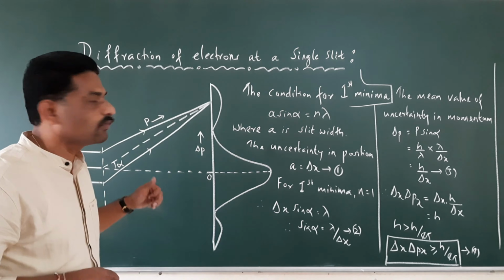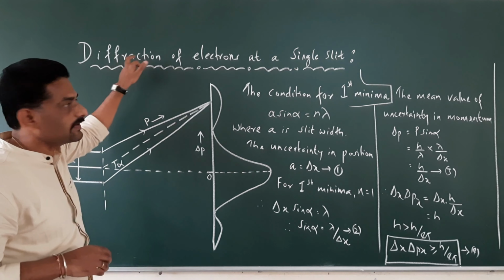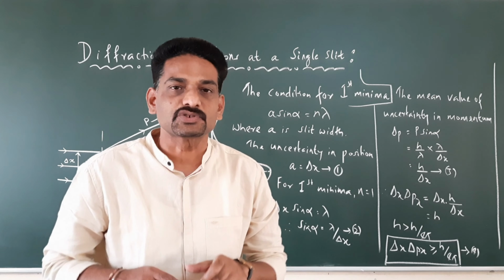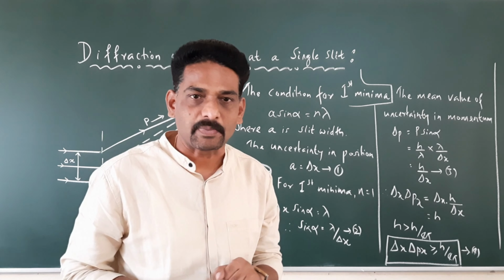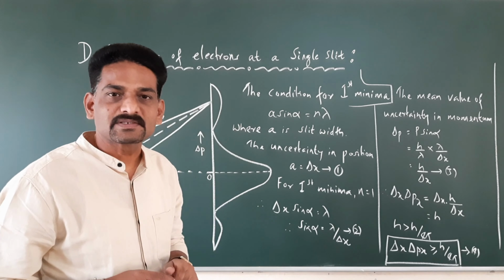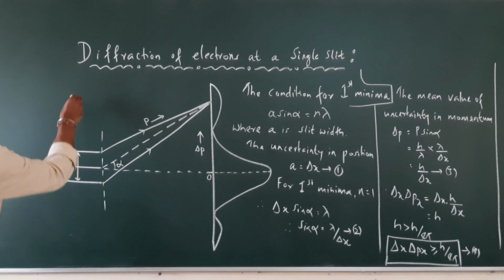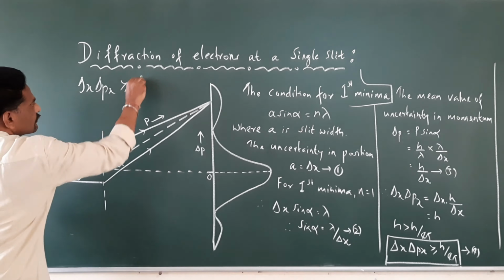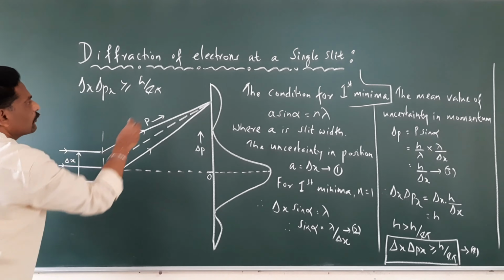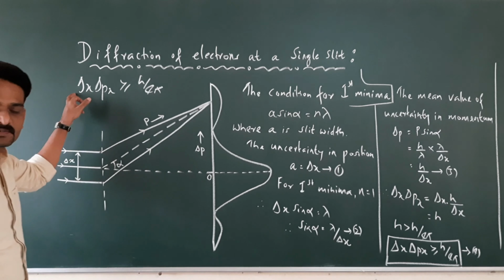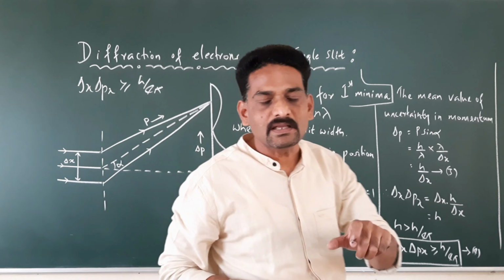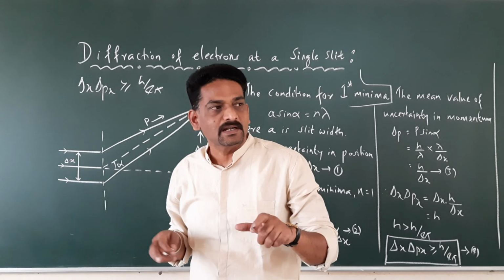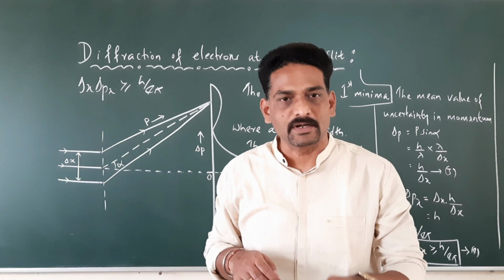In the same way, we have one more experiment, known as the diffraction of electrons at a single slit. This is also an experiment to illustrate Heisenberg's uncertainty principle. As per Heisenberg's uncertainty principle, delta x into delta px is greater than or equal to h divided by 4 pi. Delta x is the uncertainty involved in the measurement of position. Delta px is the uncertainty involved in the measurement of momentum.